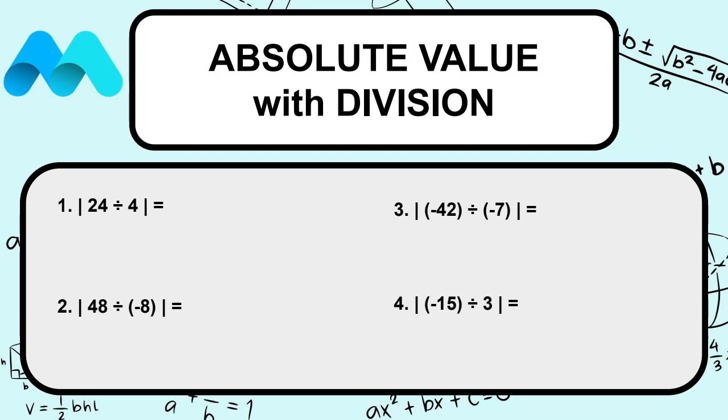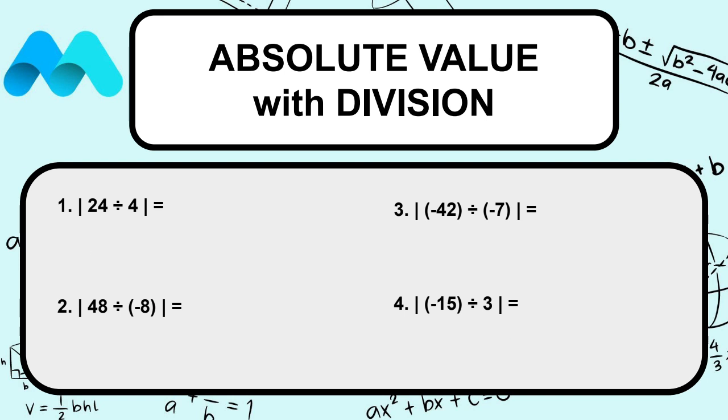I'm Mr. A, and in this video we are going to cover absolute value with division. So I've got my 4 examples here, and these bars around each of the operations, those are your absolute value bars. And remember, absolute value is the distance a number is from 0. A good way to think about that is to envision a number line and ask how many spaces it is from 0? So we're going to hop right into our first one.